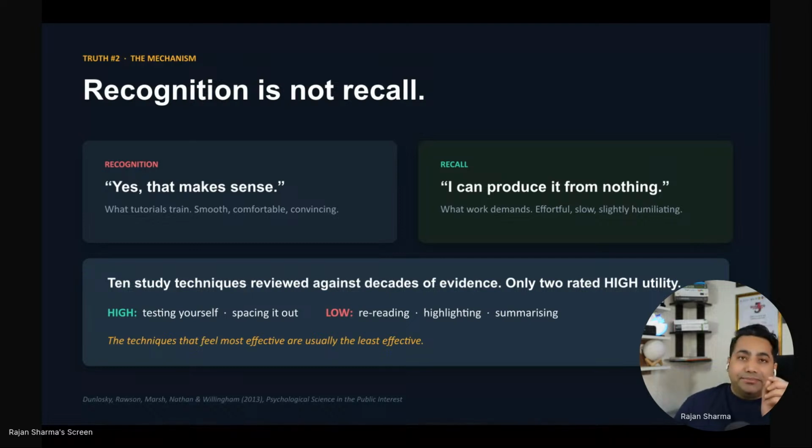So that specific tutorial you watched, it becomes a rereading, and it is smooth, it is comfortable. Also, it gives you the feeling that you are learning at a very fast pace. The technique which we feel is most effective is always the least effective. And the one that feels hard and slow is more effective. That is the outcome that you really need to understand.